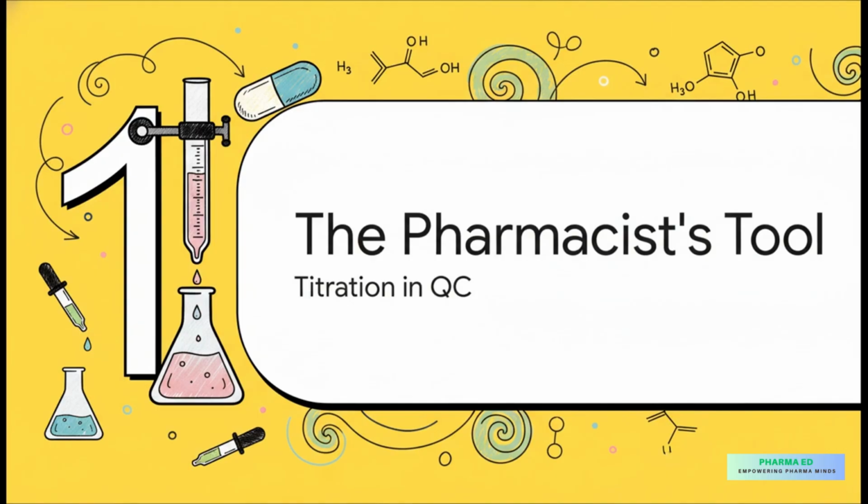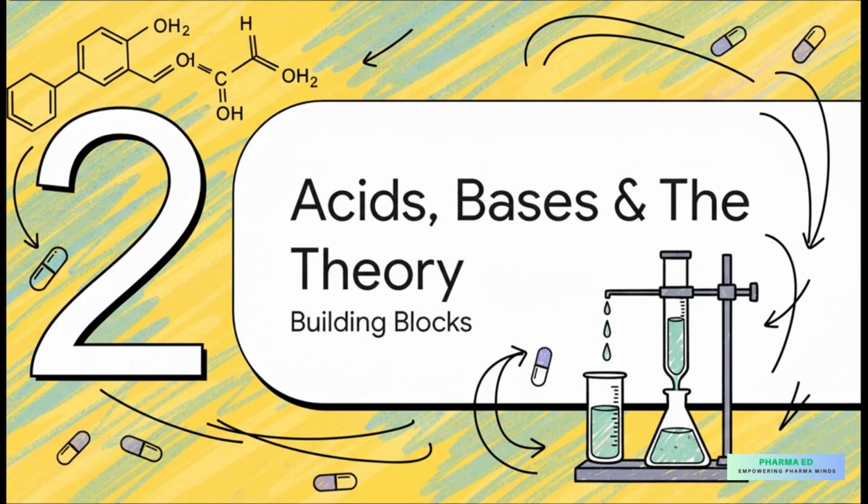Let's get straight to the point. Acid-base titration isn't just another lab exercise you have to get through. It is a cornerstone of pharmaceutical analysis. It's how we find out the exact concentration of an active ingredient. And that level of precision is completely non-negotiable when it comes to patient safety and making sure a drug actually works.